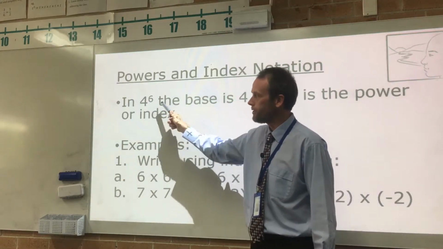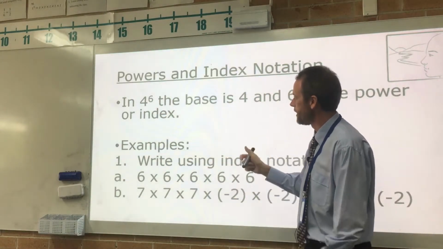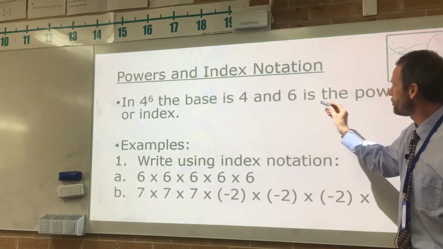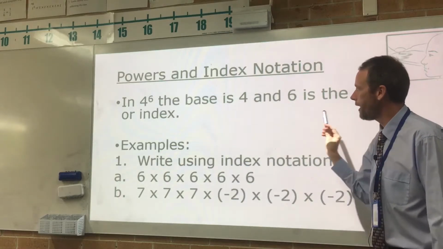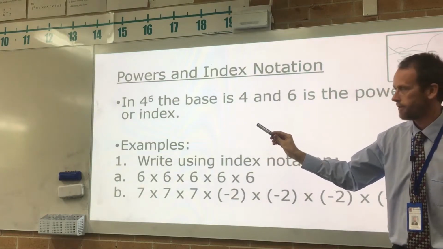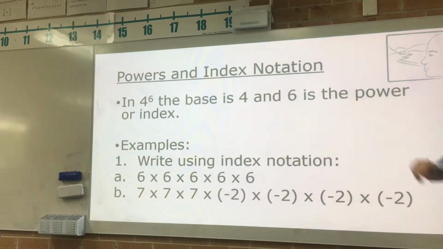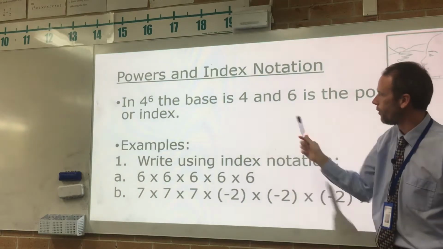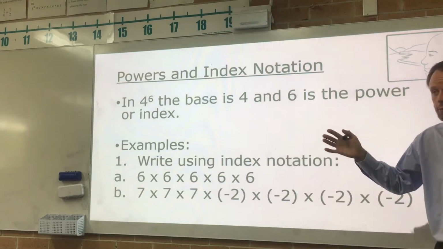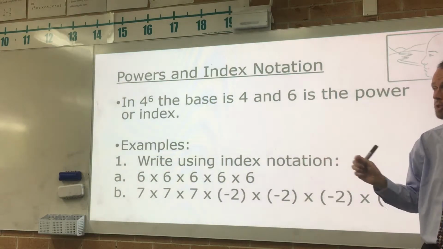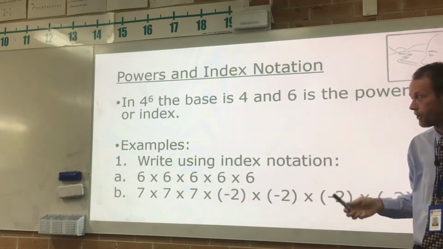4 is the base, right? That's the number down the bottom. And the 6, for example, in 4 to the power of 6, is the power or the index. So 4 to the power of 6 means the base is 4 and 6 is the power. It would mean 4 times 4 times 4 times 4 times 4 times 4, which is there's going to be 6 4s there in total.